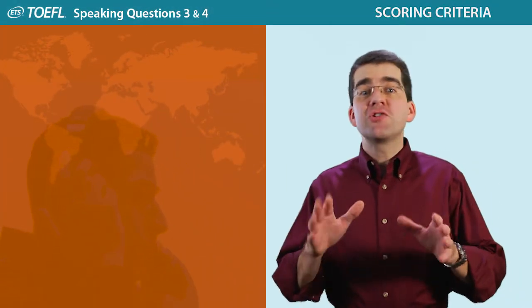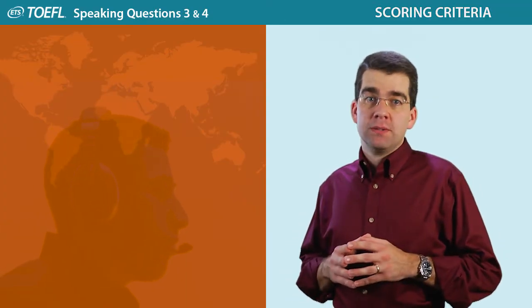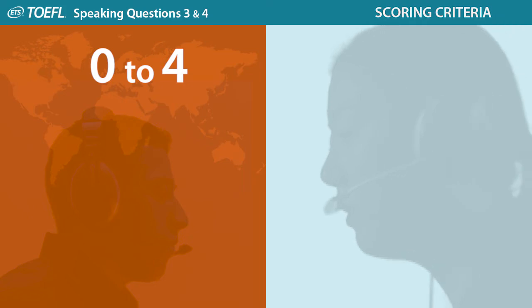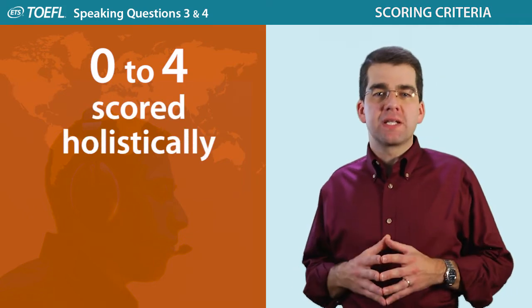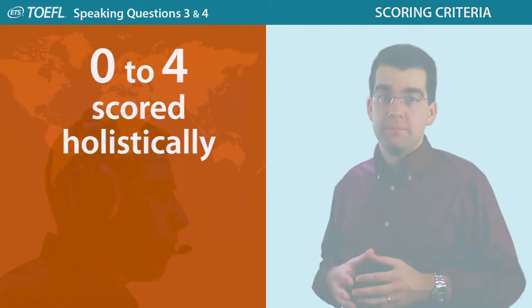Before the test, make sure you understand what the raters are looking for and how the questions are scored. In the speaking section, all responses are scored on a scale from 0 to 4, and they're scored holistically, which means that the raters listen for various features in your response and then give it an overall score.